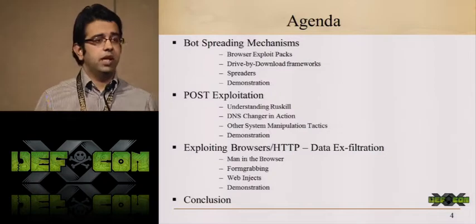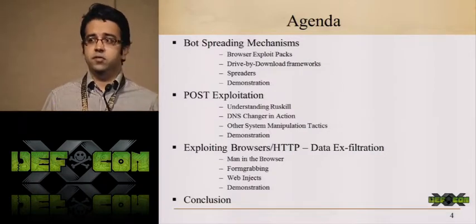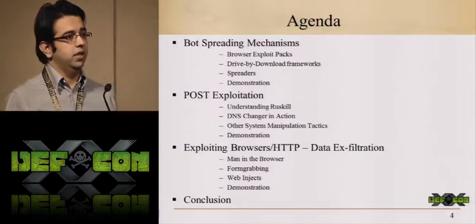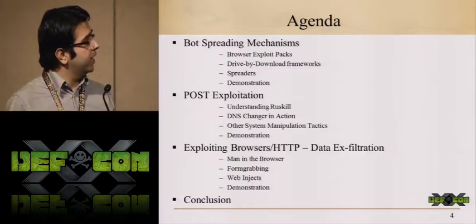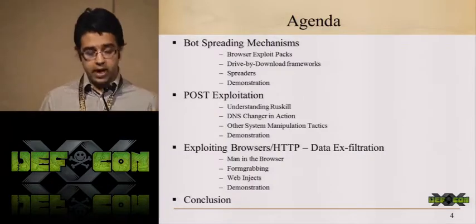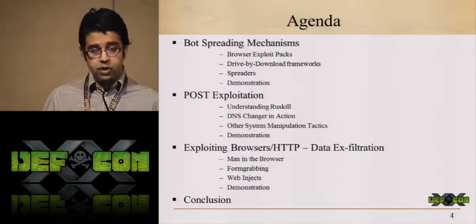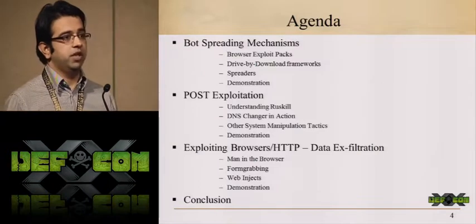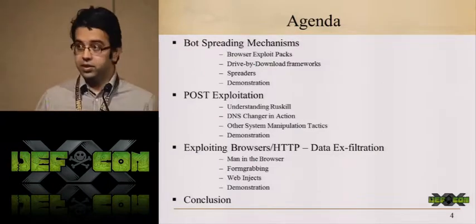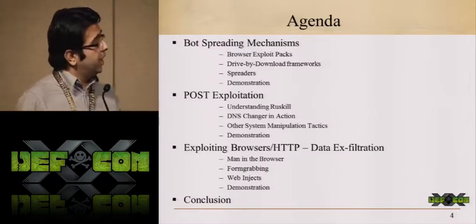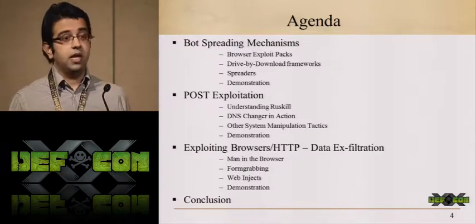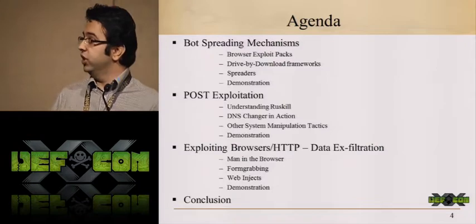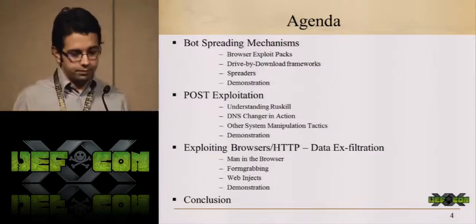Today's agenda: we are going to talk about bot spreading mechanisms. Some, like spear phishing, have existed for a long period of time, but at this point, what changes have come into the field of malware? We're going to talk about exploit packs, drive-by download frameworks, and spreaders, with some live videos. Then we're going to talk about post-exploitation: once your system is infected, what things a bot manipulates in your system to subvert its integrity. Then we'll talk about data exfiltration strategies and the concept of third-generation botnets, and how various bots exploit the HTTP communication channel to exfiltrate data out of the system.